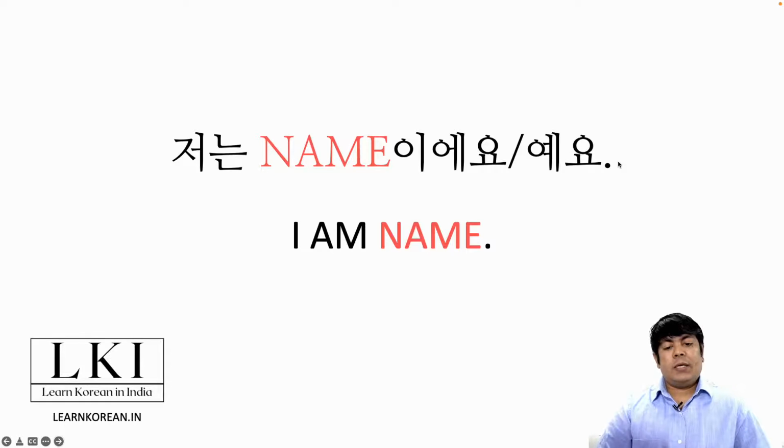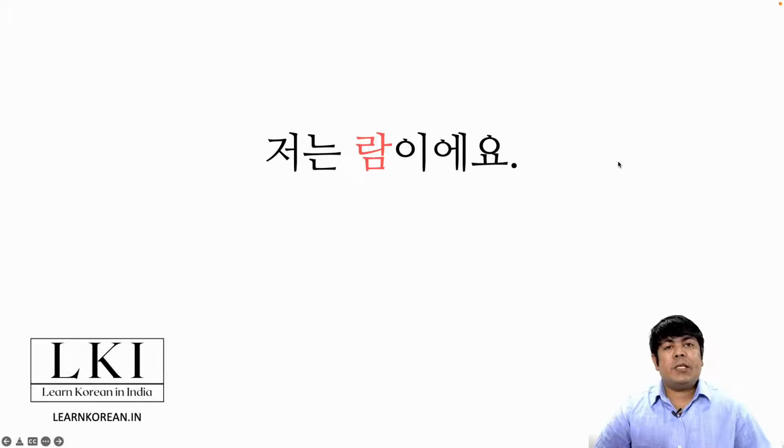Let's try to understand it with an example. So if someone's name is Ram, so here the highlighted syllable is the name Ram. You can see that the word Ram has a pachim. It's R plus A plus M. M is the pachim here. So because it has a pachim, we will use 이에요. So we will say 저는 람이에요.